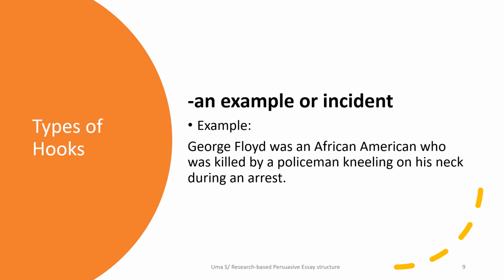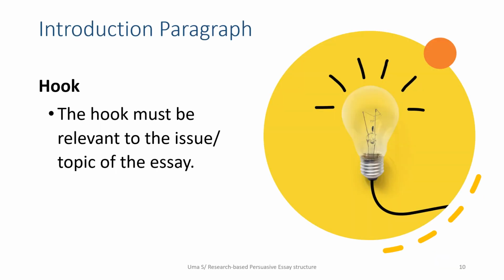The last type of hook is the use of an example or incident. Here's an example of a hook using an incident in an essay on racial inequality. George Floyd was an African American who was killed by a policeman kneeling on his neck during an arrest. The most important thing to remember is that the hook must be relevant to the topic of the essay.